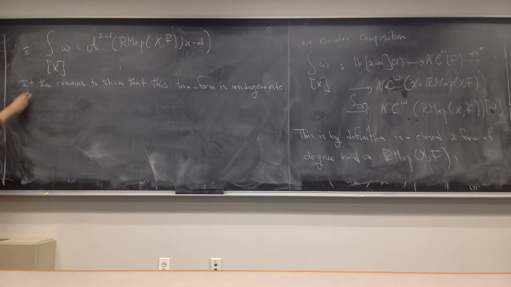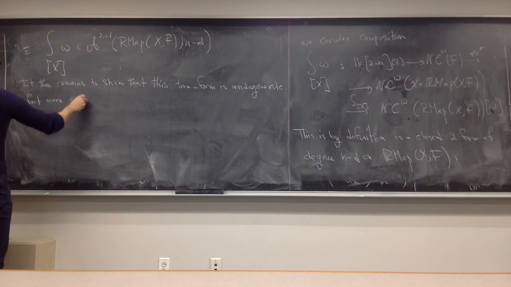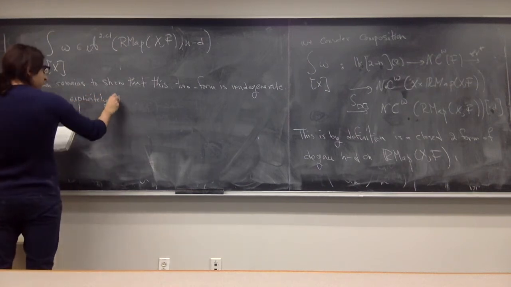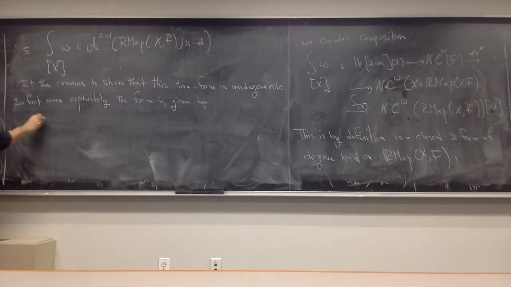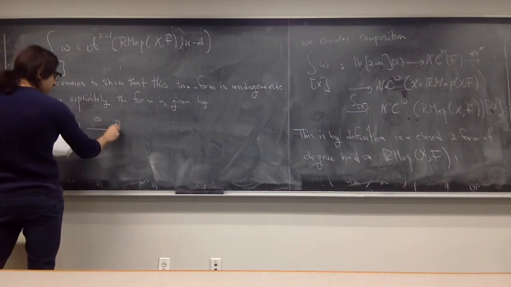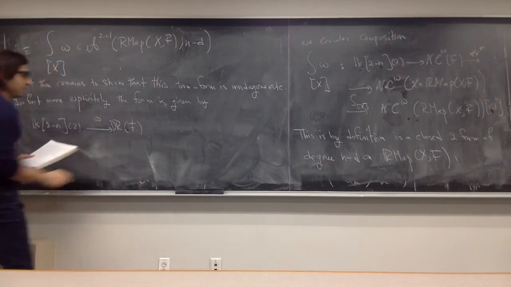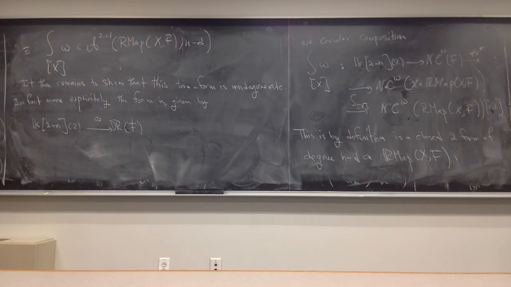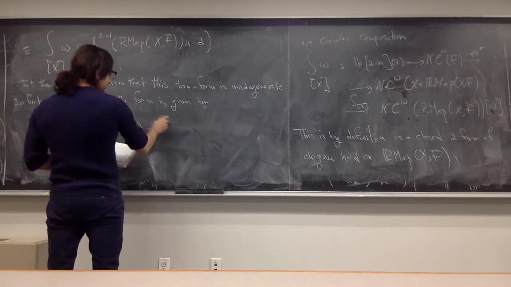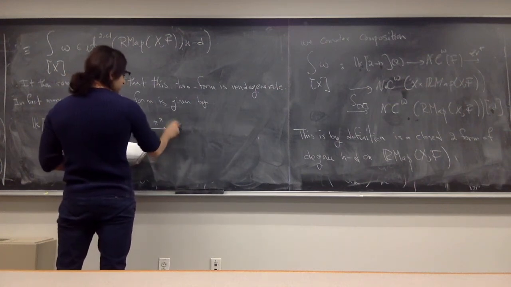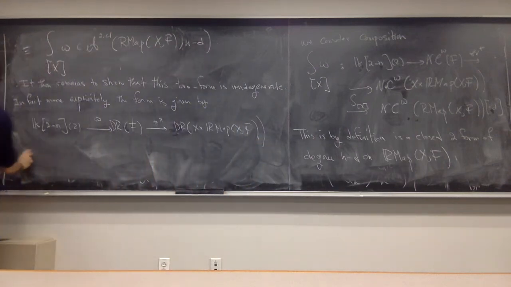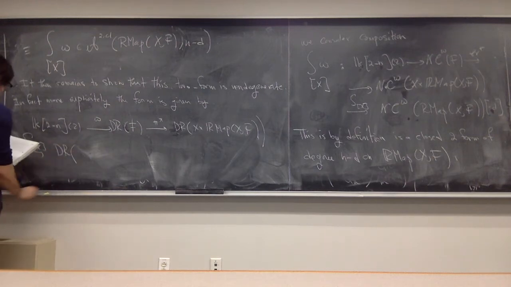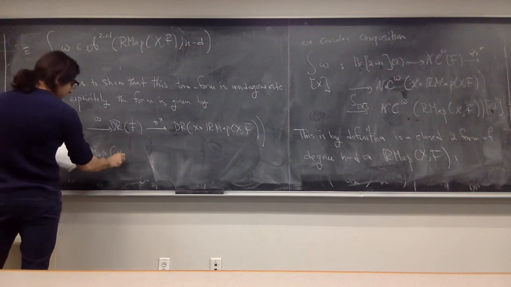In fact, more explicitly, the form is given by, again, this is the 2-form of degree n, so you can start from here. And the symplectic form gives you a map from here to the de Rham complex of F. It sits, of course, inside the negative cyclic complex, but also maps to the de Rham complex. And then it can be pulled back up. So it goes to the de Rham complex of X times the mapping stack. And then it goes to the de Rham complex of R map XF.